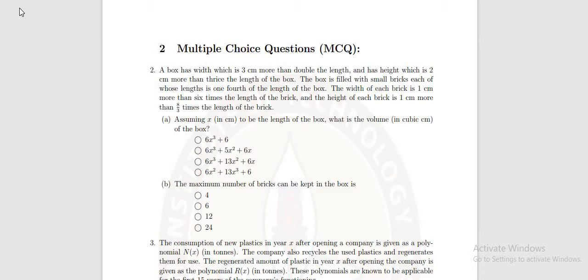The width of each brick is 1 cm more than 6 times the length of the brick, and the height of each brick is 1 cm more than 8 by 3 times the length of the brick. Questions A and B are totally dependent on this question. In question A, we have to find the volume of the box, and in question B, the maximum number of bricks that can be adjusted in the box. So let's collect the data.